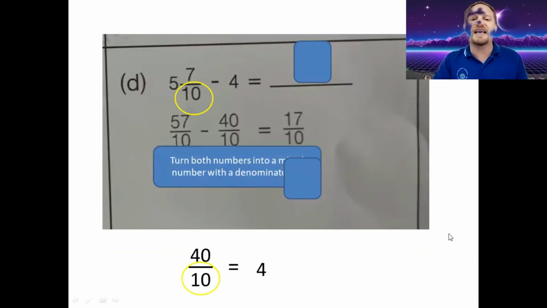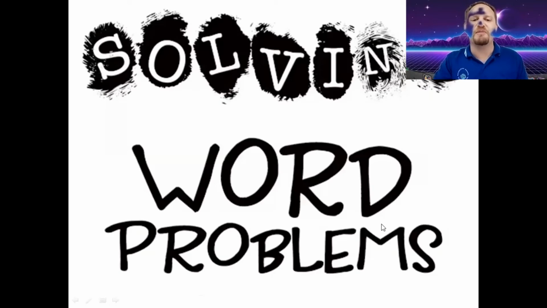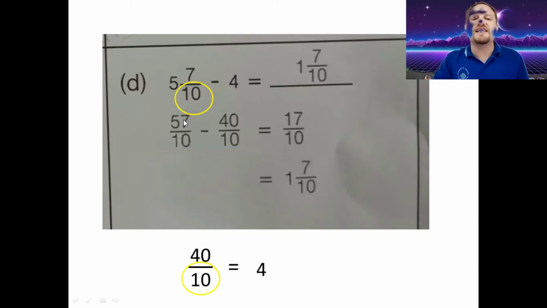And it's easier for us to do the problem. We have 57 over 10 minus 40 over 10 gives us 17 over 10. 17 divided by 10 gives us 1 and 7 over 10.